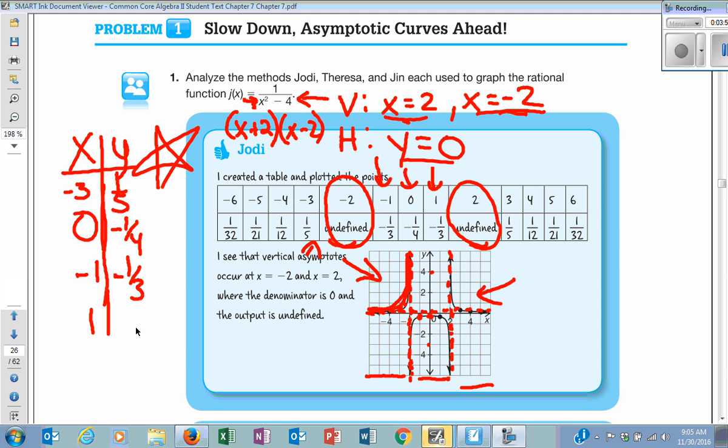1 minus 4 is negative 3. Negative 1/3 also. And we know that that makes sense because this is my vertex, and I know that these 2 points, this one should mirror that one. So boom, she drew this.